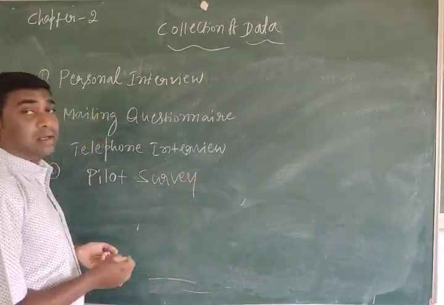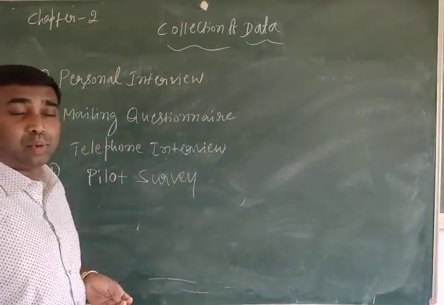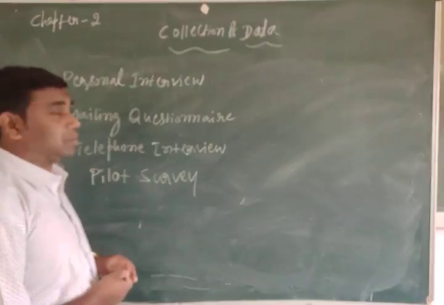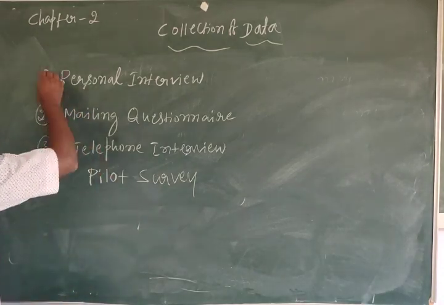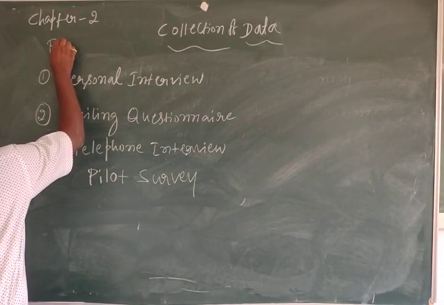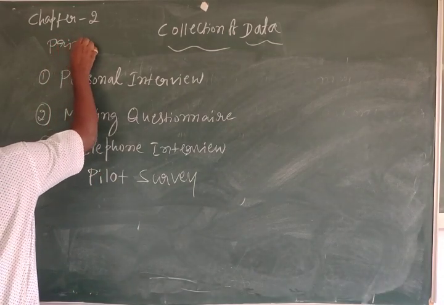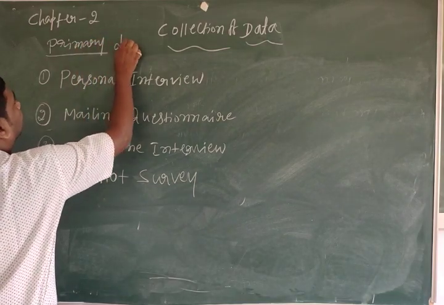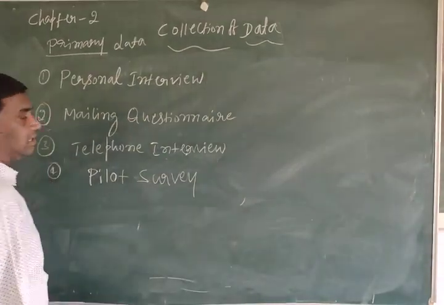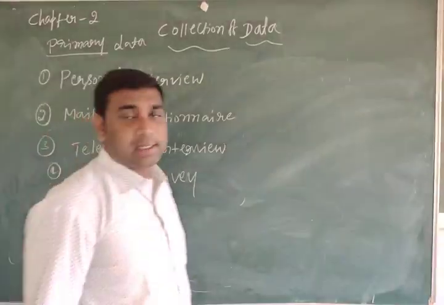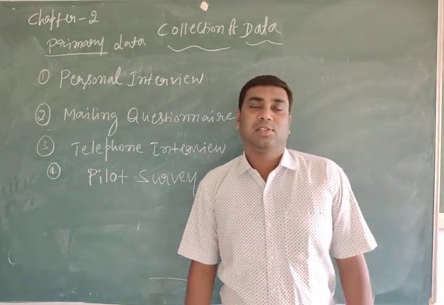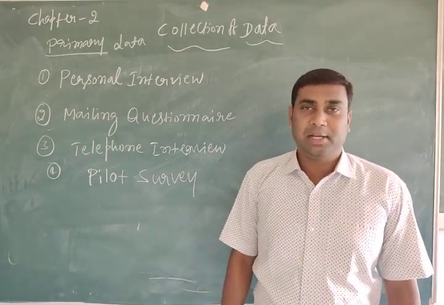Actually, in this chapter, we are going to study the census also. Census, survey, everything we will discuss in this chapter. So we are discussing primary data. Primary data is also called first-hand information. The investigator collects the data by conducting an inquiry or an investigation. Such data are called primary data.